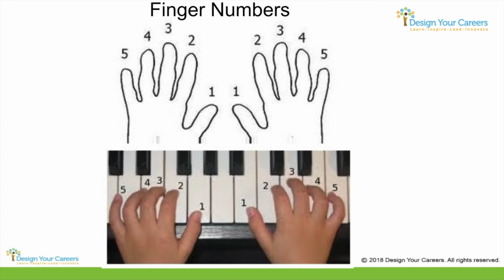So the numbers are 1 for your thumb, 2 for your index, 3 for your middle, 4 for your ring, and 5 for your pinky. This is really easy because it goes in order, just thumb to pinky. So 1 for your thumb, 2 for your index, 3 for your middle, 4 for your ring, and 5 for your pinky, just like in the pictures above.